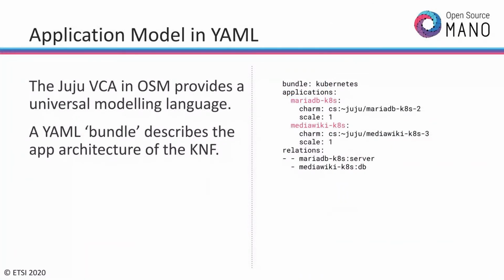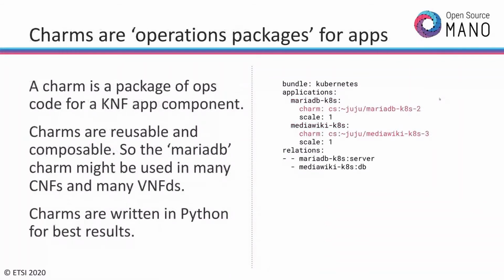Before starting with the charm by itself, let's talk about some topics that need to be addressed. There's a certain modeling language that Juju can use to deploy applications with multiple applications and define an architecture, and it's that language that we're going to use for our KNF. There are different applications in that modeling language. Here in this example, we have MariaDB and MediaWiki, which would be 2 applications, and the respective charms, which would be in charge of doing the operations of those applications.